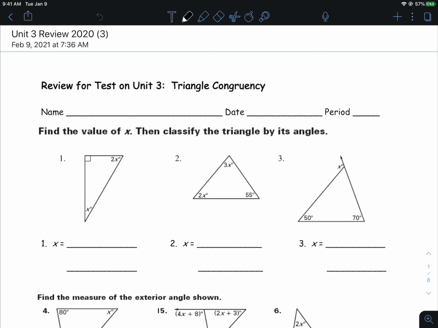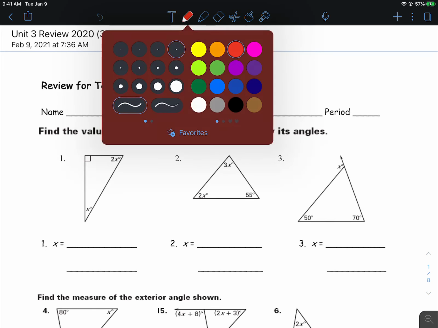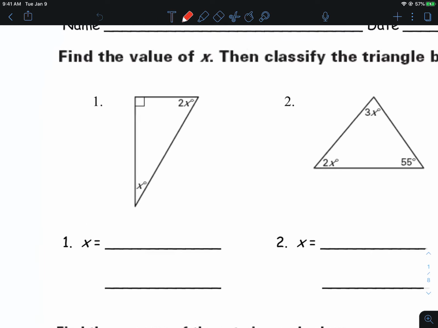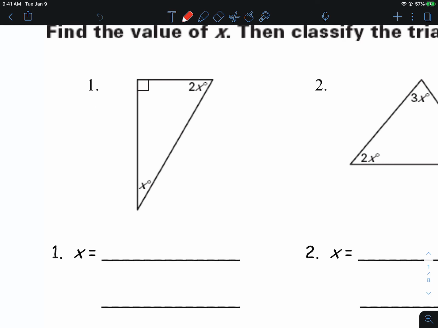Alright, we got our Unit 3 review here over triangles, so let's go ahead and dive on into it. First of all, you need to remember that all angles in a triangle add up to 180. With right triangles specifically, since you have this right angle right here, you can say these two angles will add up to 90 since you have the other 90 right here, right? And then 90 plus 90 gets you 180.